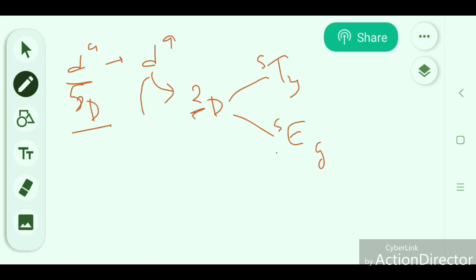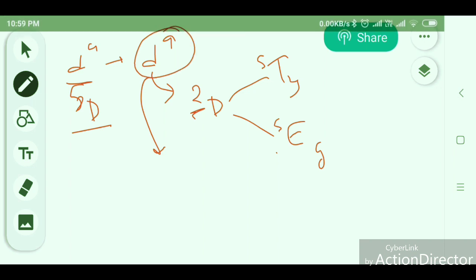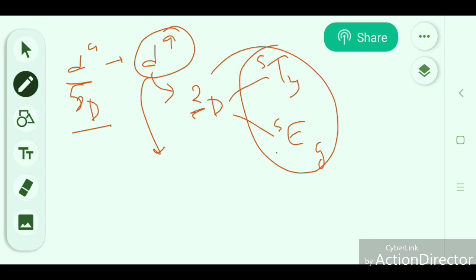And if we see the Orgel diagram of d9 in the tetrahedral field, we will see the reverse trend. The energy of T2 will be lower and the energy of E will be higher, because it is just opposite to that of the octahedral field. Octahedral and tetrahedral complexes have inverse splitting, but one difference is that we always write g with the octahedral complex, and we do not write g with the tetrahedral complex, because the tetrahedral complex does not have any center of symmetry.